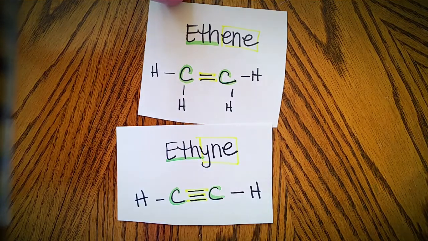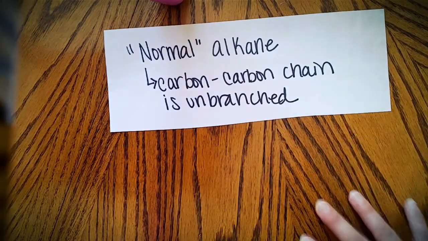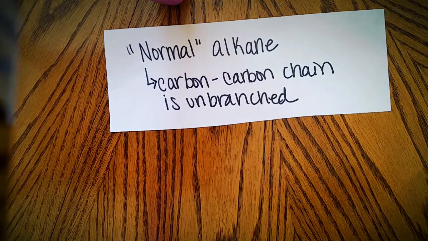So if you're following along with your notes, the next part talks about a normal alkane. So a normal alkane, and these are the ones that we're going to be naming, is when the carbon-carbon chain is unbranched.